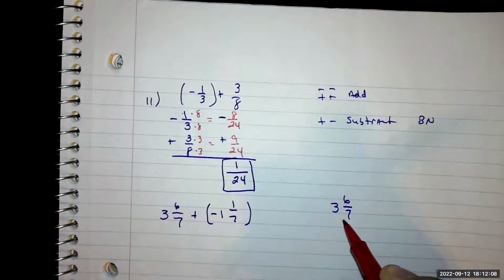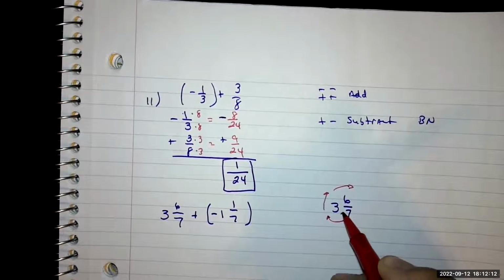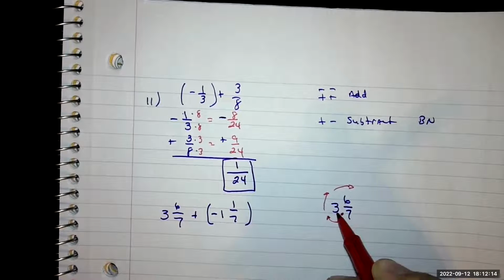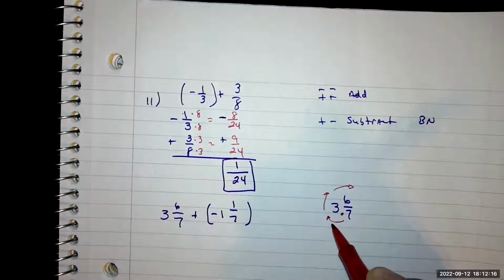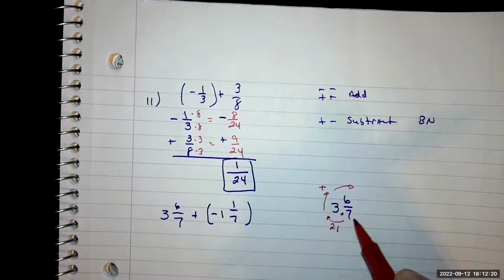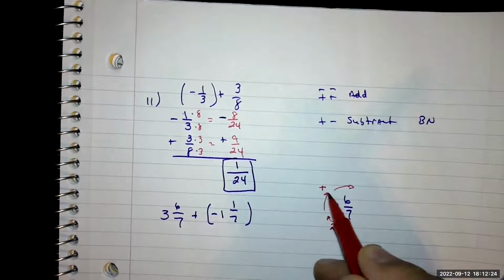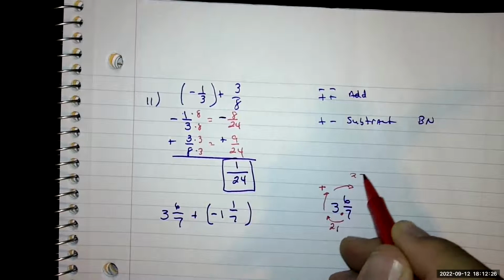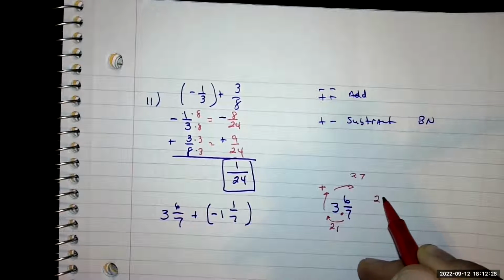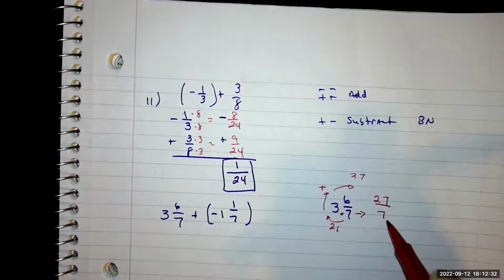So we play the little round the world. I've heard horseshoe around the world, but you multiply the denominator with the whole number. Okay, so I'd get 21. And then I would add whatever my numerator is. So 7 times 3 is 21. 21 plus 6 makes 27. So my numerator will be 27. My denominator will stay the same. It will be 7.